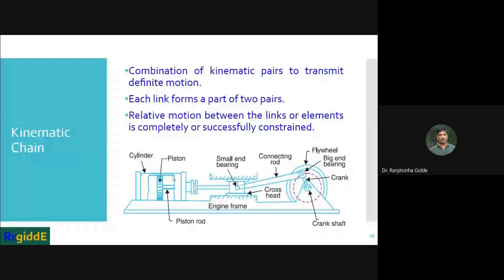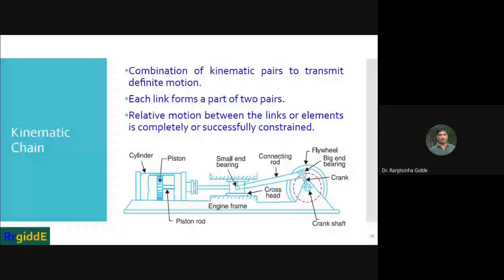Then here you can see the connecting rod. This is the connecting rod. This one is the small end, this one is the big end. At the small end there is a bearing, and at the big end there is one bearing. So big end bearing and small end bearing. The connecting rod with this small end bearing and this big end bearing constitutes the second link.